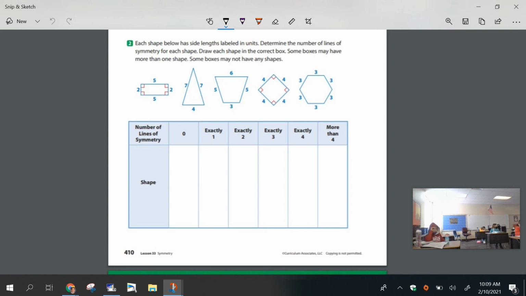If you listen here, you'll get a hint about the test. Every box will have at least 1. Okay? In the test, there will not be any blank boxes. Okay? Now, exactly 1. What did you put for exactly 1?